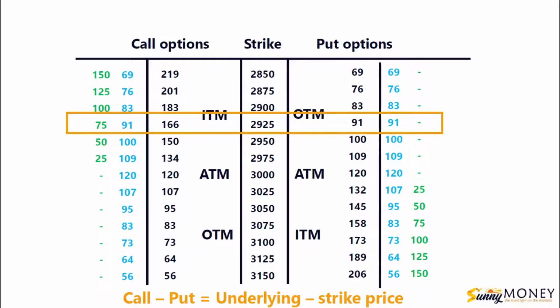Let's see. Underlying is worth 3,000. Let's take the ITM 2925 call. Call price 166 minus put price 91 equals 75. Underlying minus strike is just 75. If you look, it's pretty intuitive.